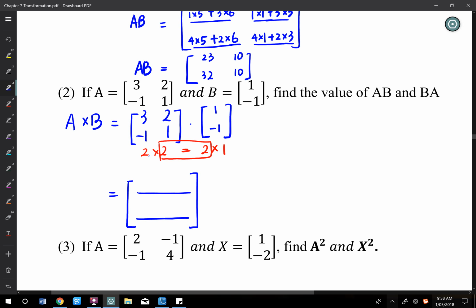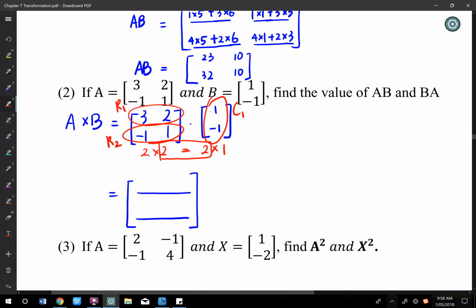Now, I will use the same method. I will circle the row for the first matrix, and for the second matrix I will circle the column. There's only one column. Okay, we have row 1 and row 2, and this one is column 1. There's only one column, so column 1.